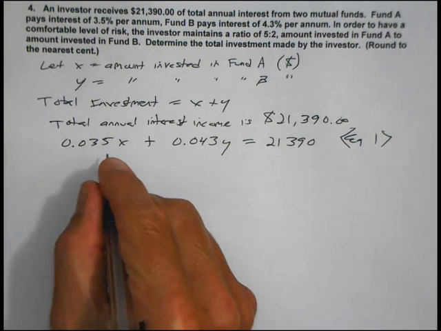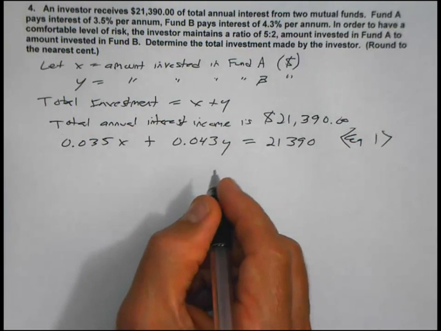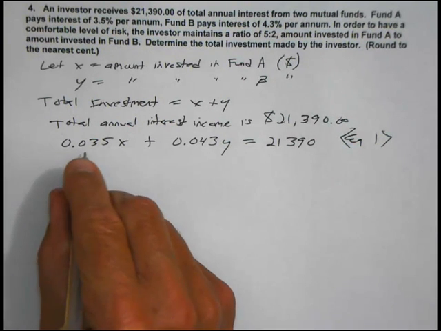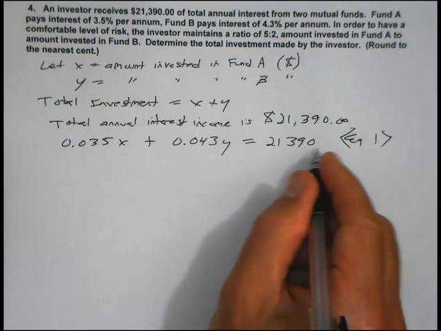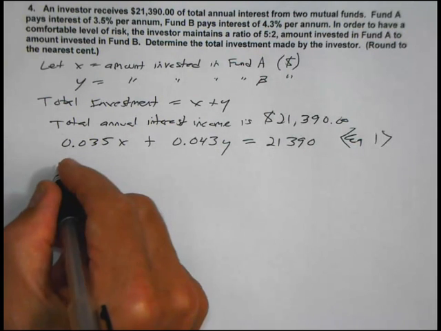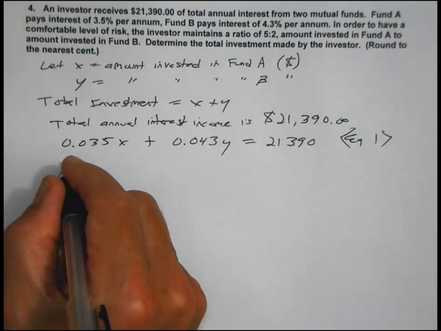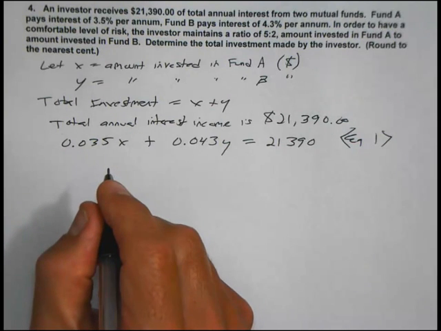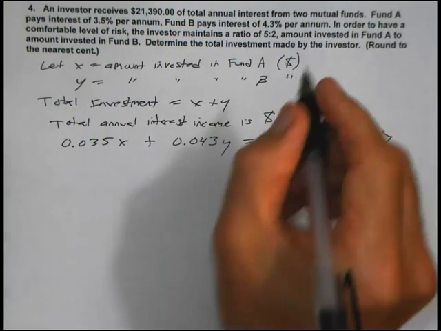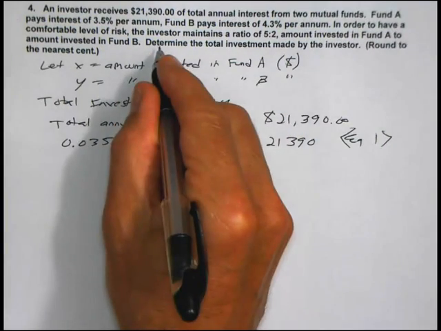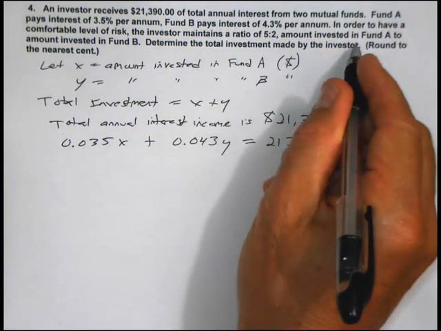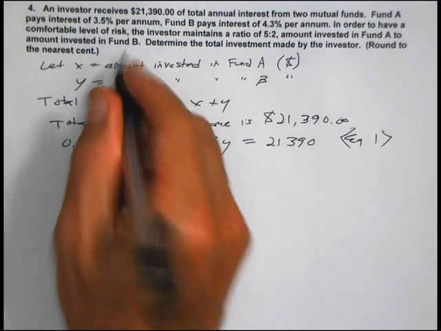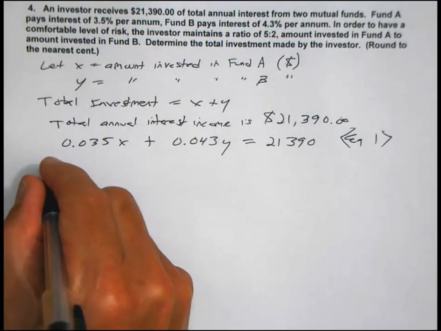As far as manipulating this a little bit to make it look nicer, you might think about getting rid of the decimals here, but then you create such a huge number over here. Maybe just leave it alone. It's up to the solver what they want to do. Okay, let's move on. Look for more information that we need to account for. In order to have a comfortable level of risk, the investor maintains a 5 to 2 ratio, amount in Fund A to amount in Fund B. Okay, so there's some information.